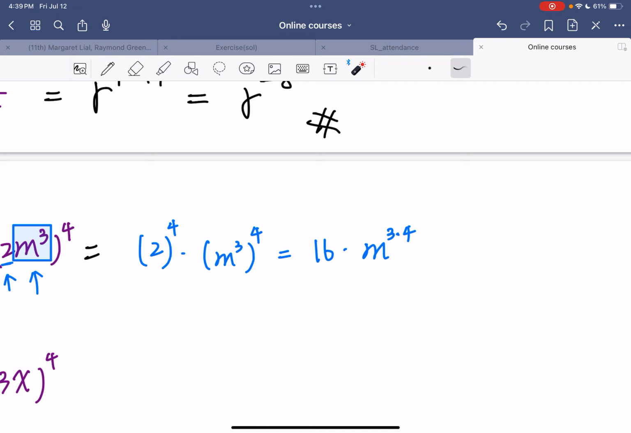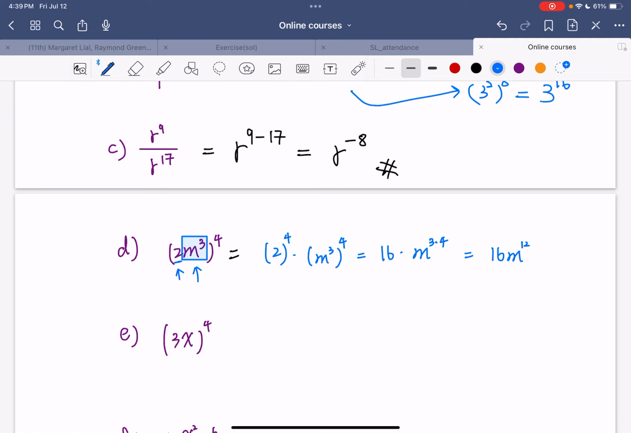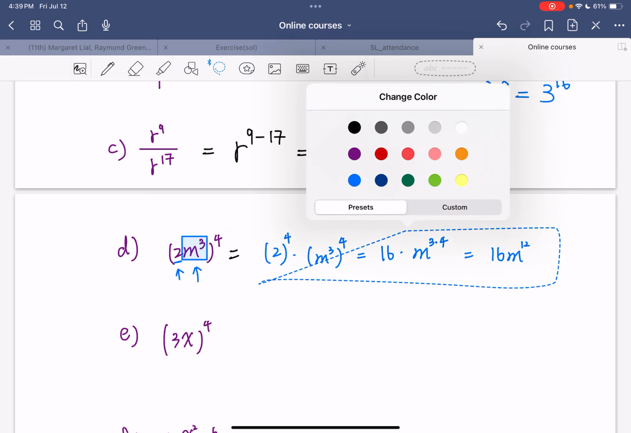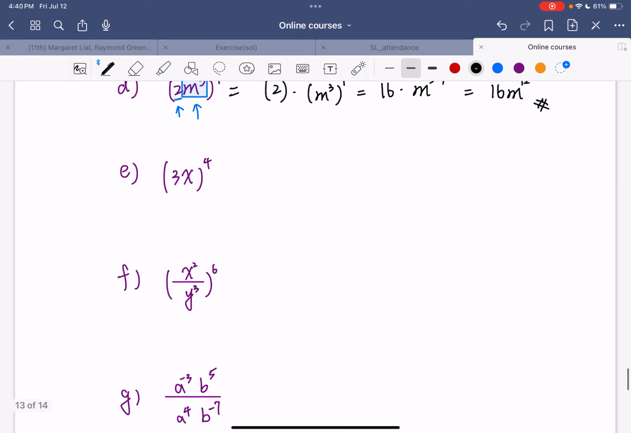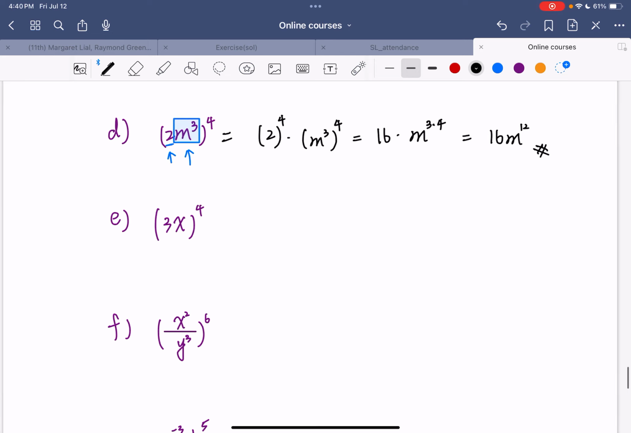Okay, then we just move them together, 16m, and 3 times 4 gives us 12, so it's n times 16 with power of 12. Okay, let's turn this into black, and that will be our final answer for this question. Okay then, let's keep going on.